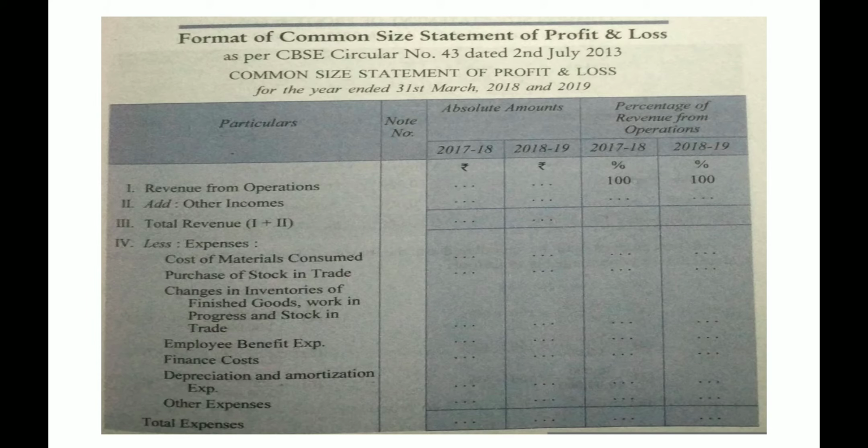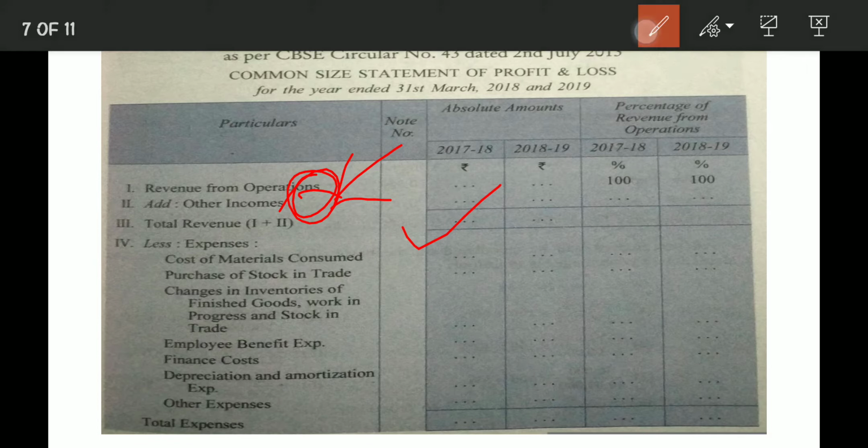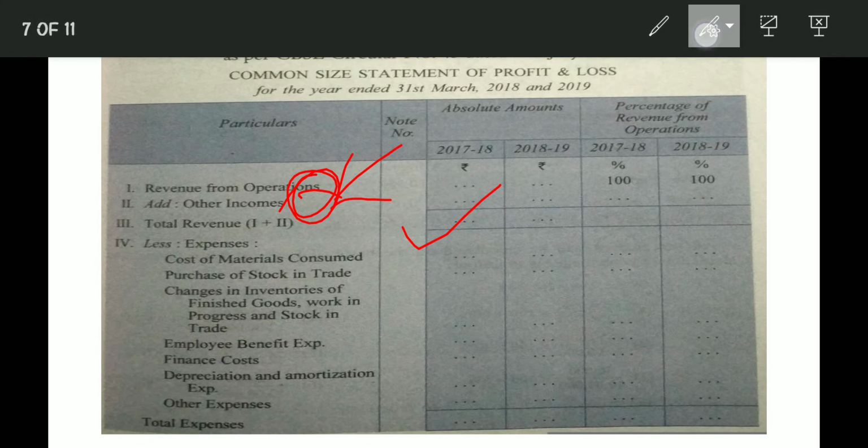So this is the format of the profit and loss account common size statement, right? It is the updated syllabus, so you don't have to worry. It is also present in your books. So revenue from operation, add other income. So what is the common base in this? Revenue from operation. This is revenue from operation. Okay, this will be taken as the common base. Generally we take it as the common base.